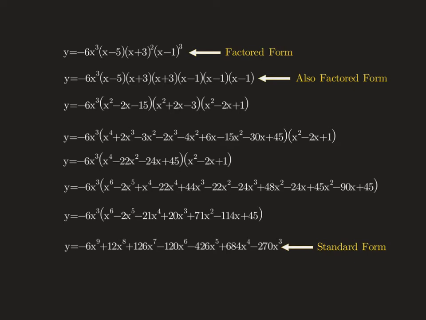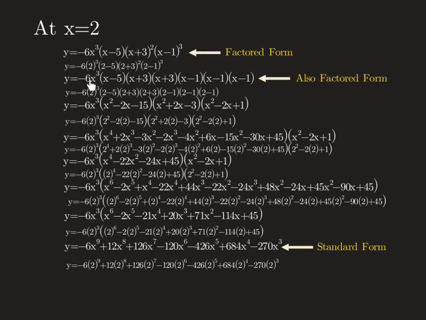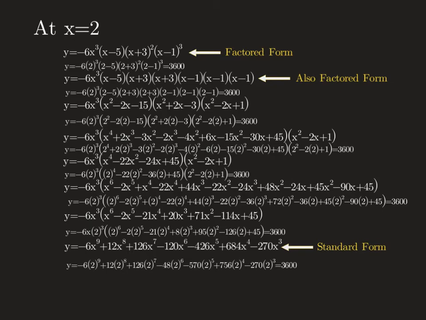So if I plugged in, let's say x is 2, here, here, here, here, here, here, and here, and here, each one of them is going to give me the same value for y. Let's try it out. All right, so it's going to equal 3,600 for every single one of these equations. Now I'm just going to concern myself with the standard form and the factored form here.